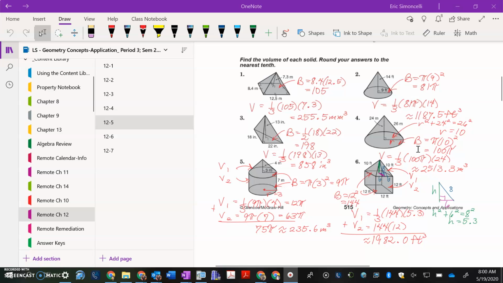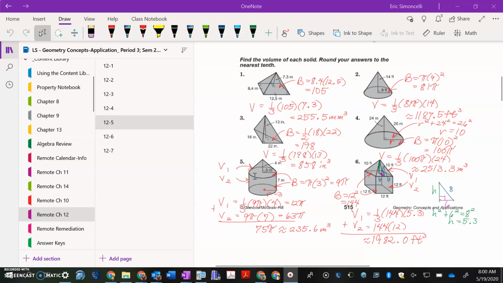The capital B, or area of the base, is equal to pi times 10 squared, or 100 pi. Volume equals 1/3 area of the base times the height, of course, and you end up then with approximately 2,513.3 meters cubed. Number 5.